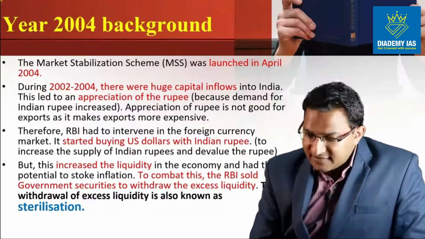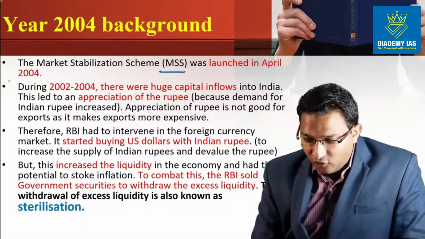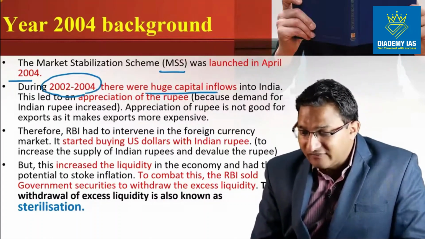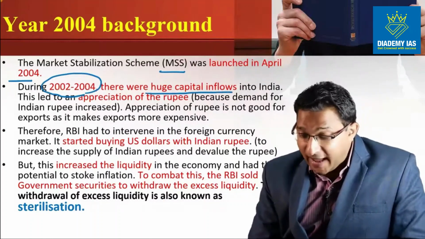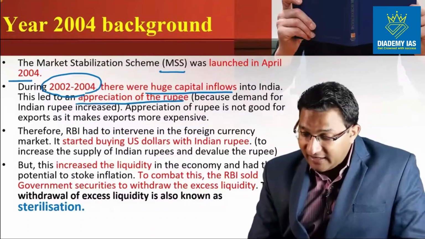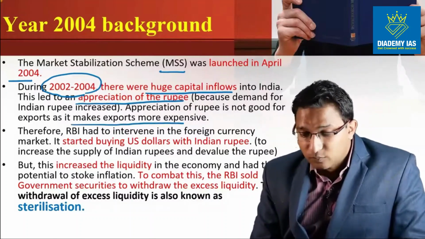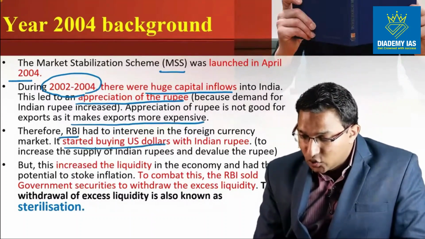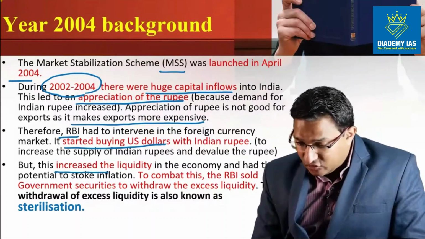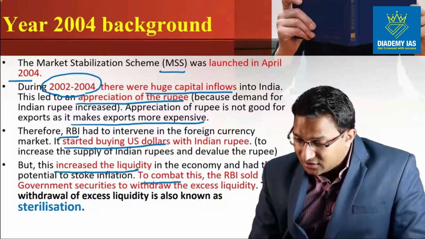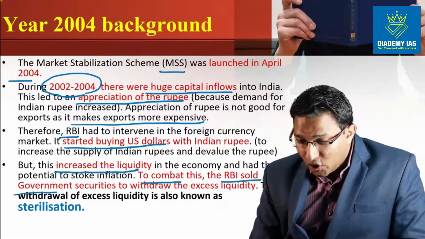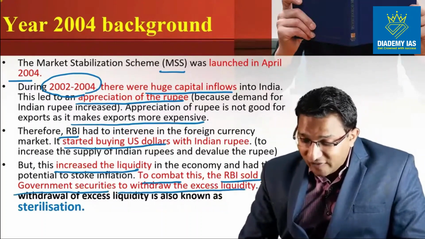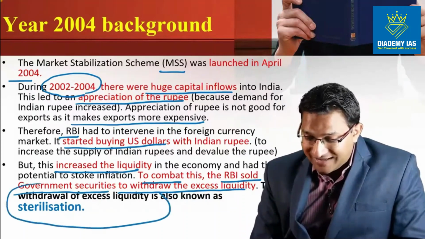So, the MSS was launched in April 2004. During 2002 to 2004, there were huge capital inflows into India. This led to the appreciation of the rupee, and this made the exports more expensive. Therefore, RBI started buying US dollars and it increased the liquidity. To combat this, RBI sold government securities to withdraw the excess liquidity. This withdrawal of excess liquidity is known as sterilization.